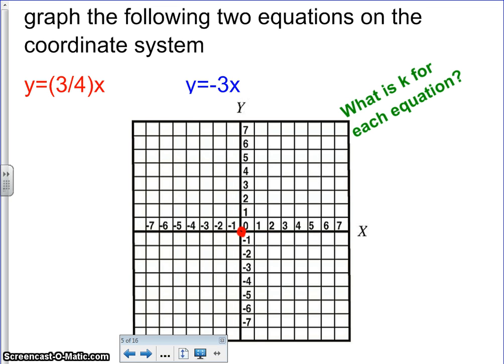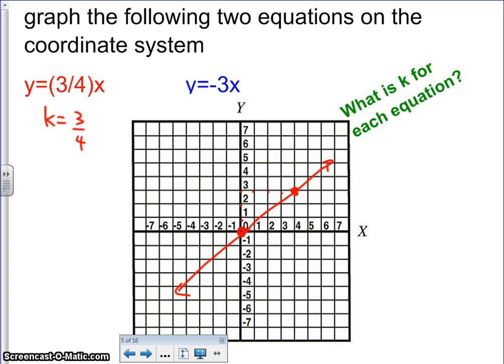It has a slope of 3/4, or in other words, k for this one is 3/4. So we're going to go up 3, 1, 2, 3, over 4, 1, 2, 3, 4. We're going to connect the dots. Hopefully I can make a line that's reasonably straight. And here is your red direct variation.